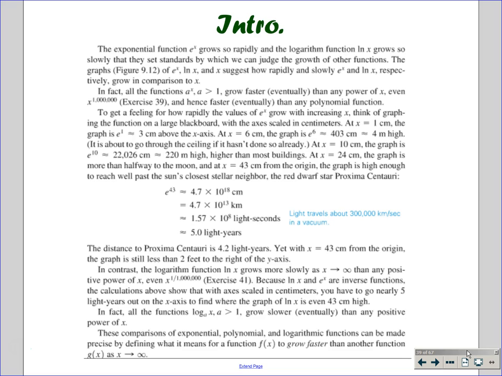Yet, with x equals 43 centimeters from the origin, the graph is still less than 2 feet to the right of the y-axis. In contrast, the logarithmic function ln of x grows more slowly as x approaches infinity than any positive power of x, even x to the 1 over 1 millionth. Because ln of x and e to the x are inverse functions, the calculations above show that with axes scaled in centimeters, you have to go nearly 5 light years out on the x-axis to find where the graph of ln of x is even 43 centimeters high. In fact, all of the functions log base a of x, a greater than 1, grow slower eventually than any positive power of x. These comparisons of exponential, polynomial, and logarithmic functions can be made precise by defining what it means for a function f of x to grow faster than another function g of x as x approaches infinity.